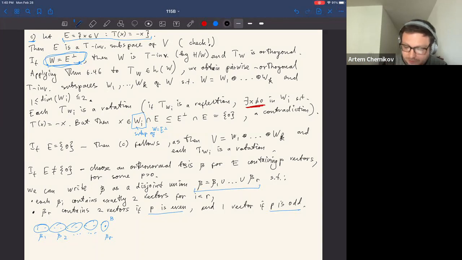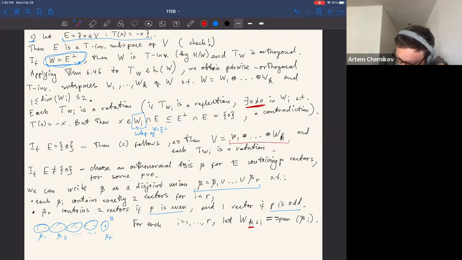Okay, so now what do we have from this? For each I ranging between 1 and R, we let W k plus I be the span of beta I. Note here that we are starting the enumeration from K because we already have W1 through WK. This was the decomposition of V, and now we are trying to decompose the remainder, E. Remember, the sum of W and E is the whole space. So we define WK plus I like this.